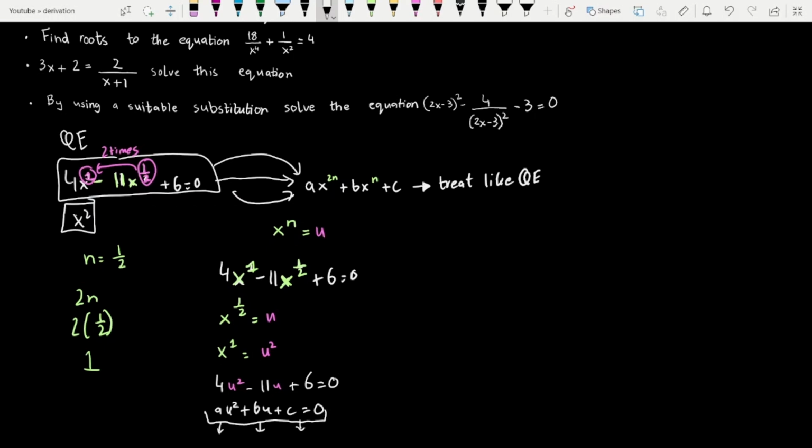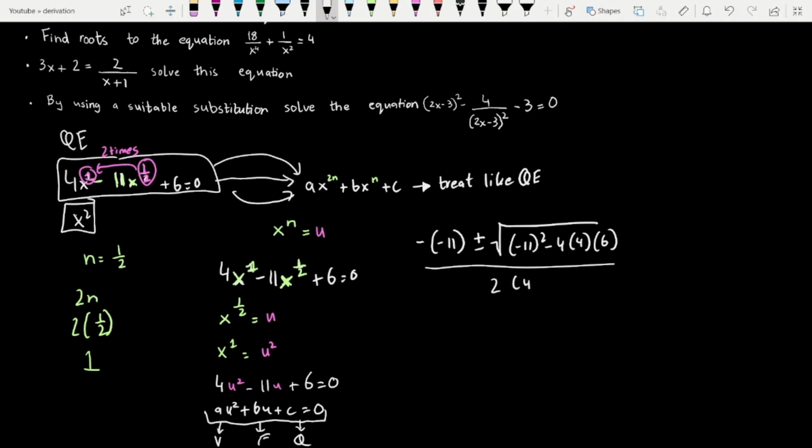You can use your vertex form, you can use your factorized form, or you can use your quadratic formula, whatever you want to use. I am going to just use the quadratic formula. So it's going to be minus b, so the b is negative 11, plus minus the square root of b squared, so it's going to be 11 squared minus 4. You're going to have your a term, which is 4, and then your c is 6. All of this divided by 2a, so a is 4.